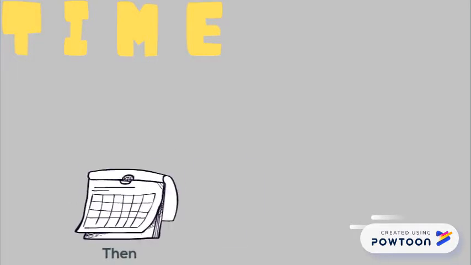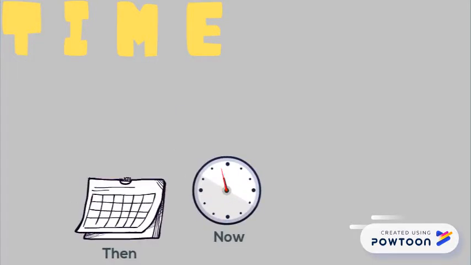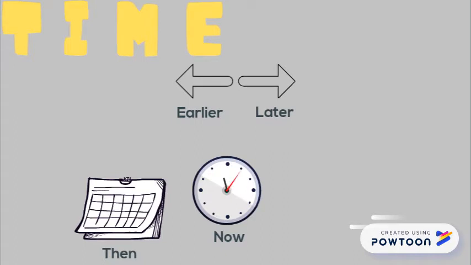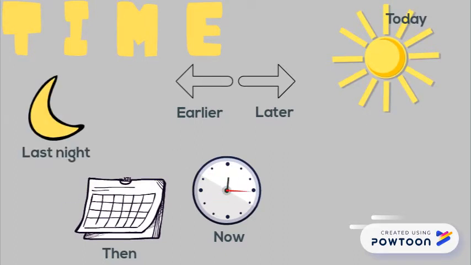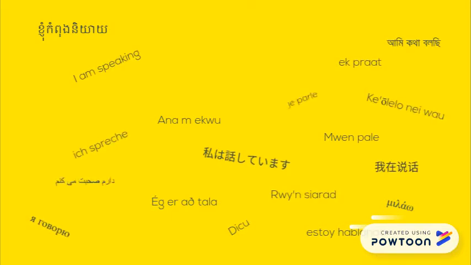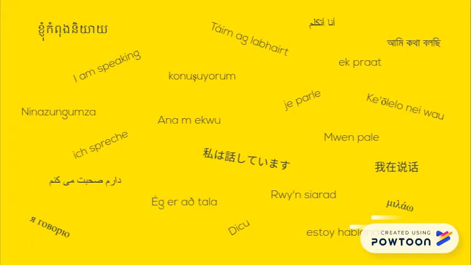How do you talk about time? You can use words like then or now, words like earlier or later, words like today or last night, but mainly you use verbs. All languages have ways of using verbs and referring to time, and all do it a bit differently.